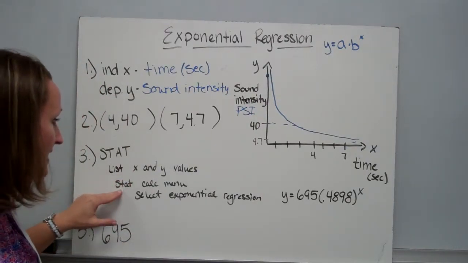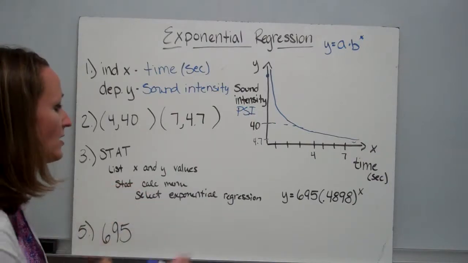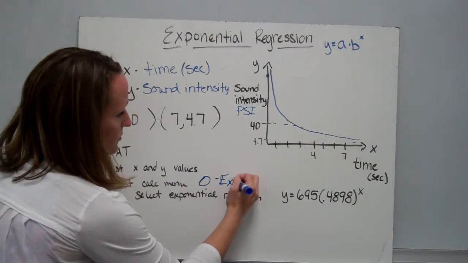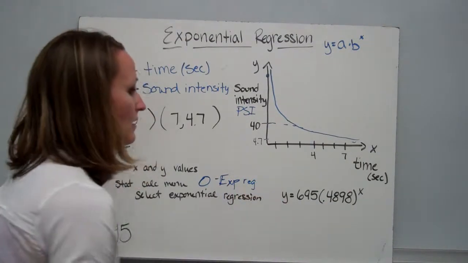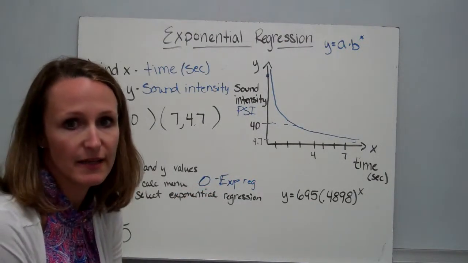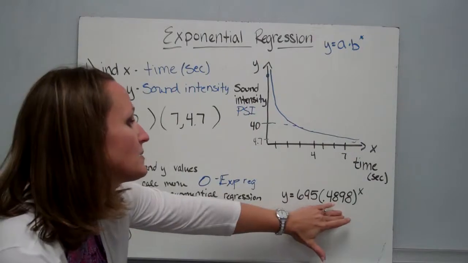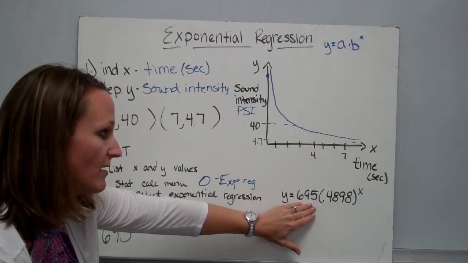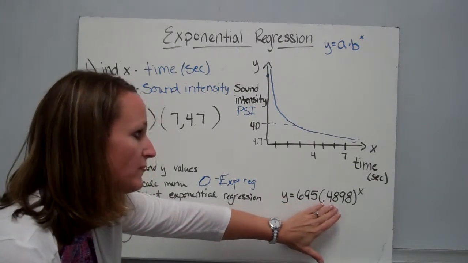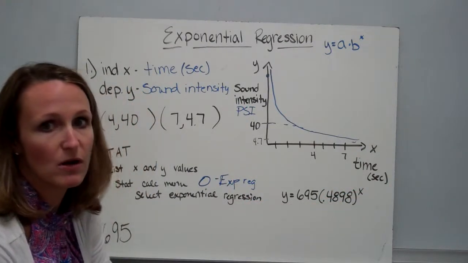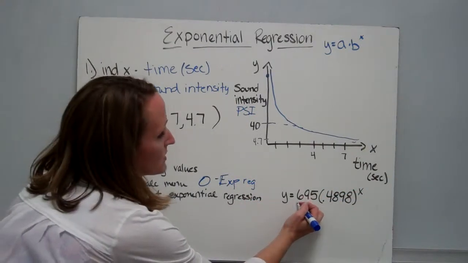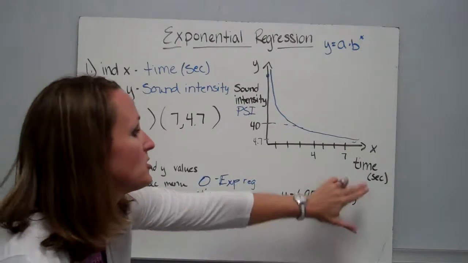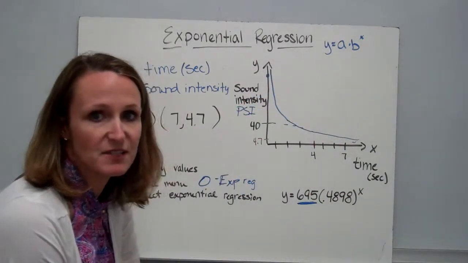And then click Stat again, scroll over to the Calc menu, and go down to 0. When you hit 0, it says exponential regression. And when you get exponential regression, go ahead and hit enter again, and it's going to give you the exponential regression equation for these ordered pairs. And in this case, it tells you 6.95 times 0.4898 to the x power. 6.95, of course, is our initial starting point. So this would be your equation, and notice it is in the a times b to the x format.